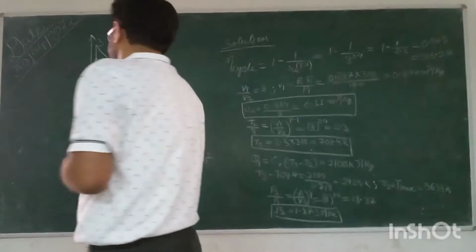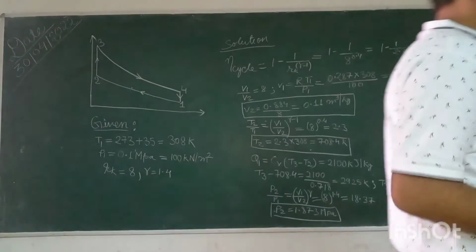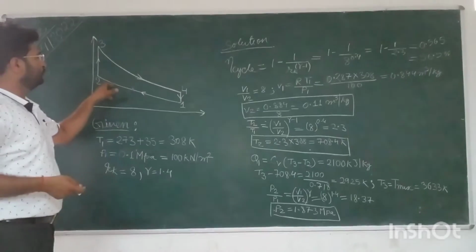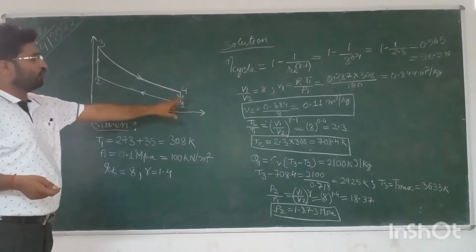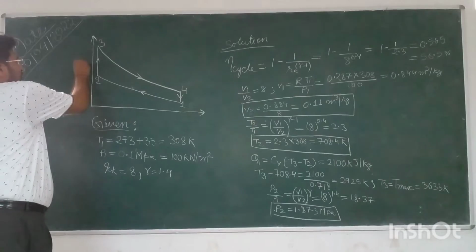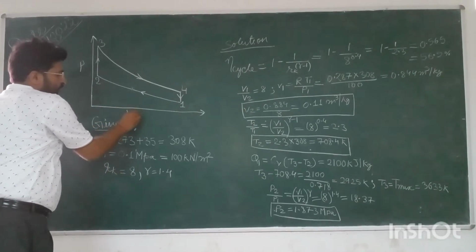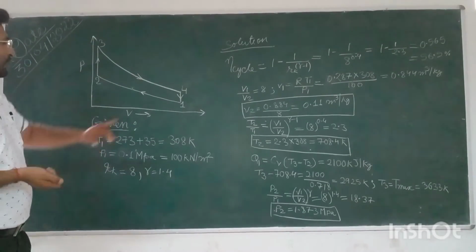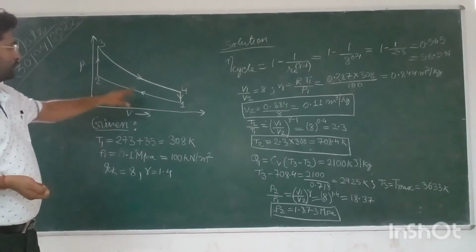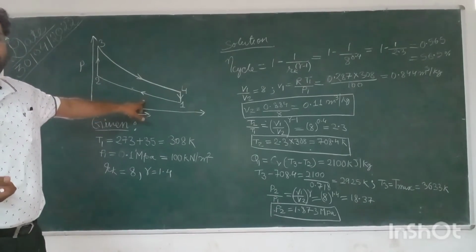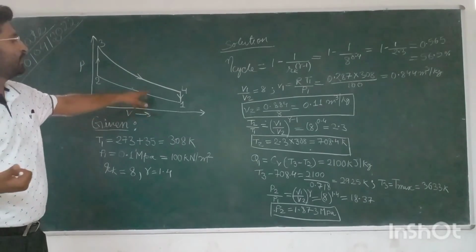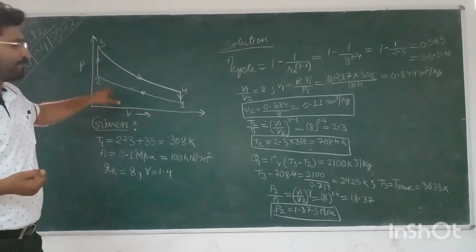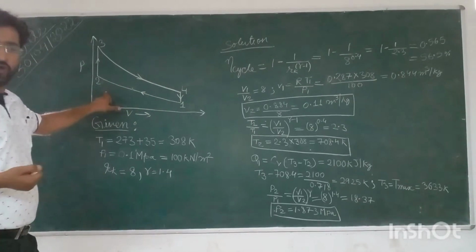So in the Otto cycle, we have 4 processes: process number 1 to 2, 2 to 3, 3 to 4, and 4 to 1. This is the PV diagram for an Otto cycle. This is an ideal Otto cycle. In process 1 to 2, there is a reversible adiabatic compression process. That means it's an isentropic compression process. Process number 1 to 2.